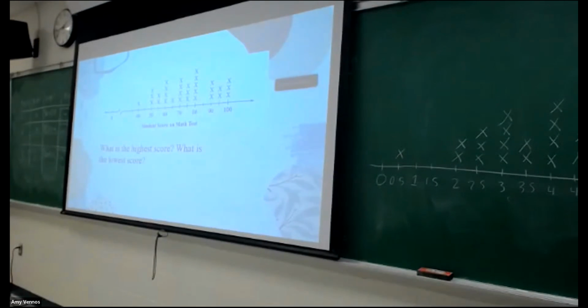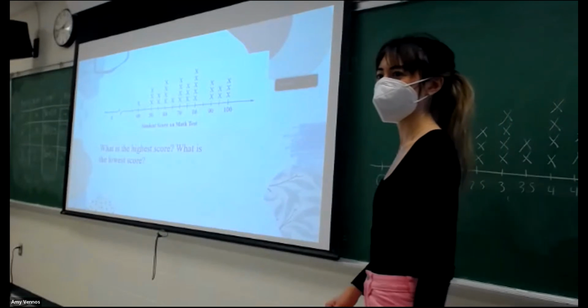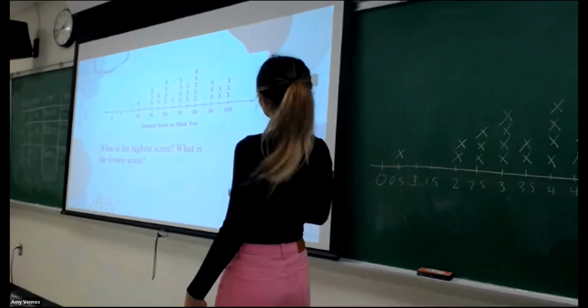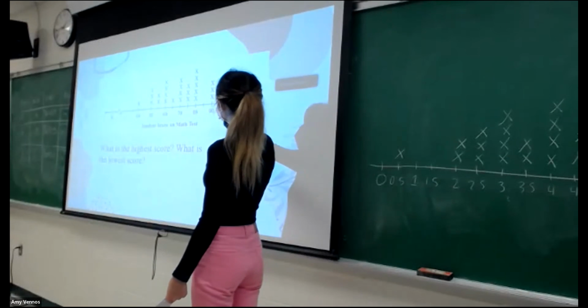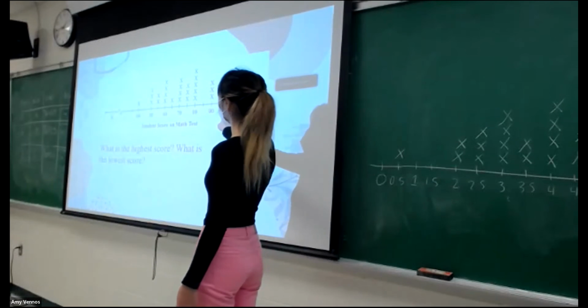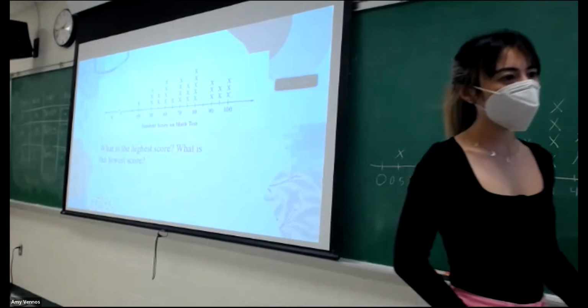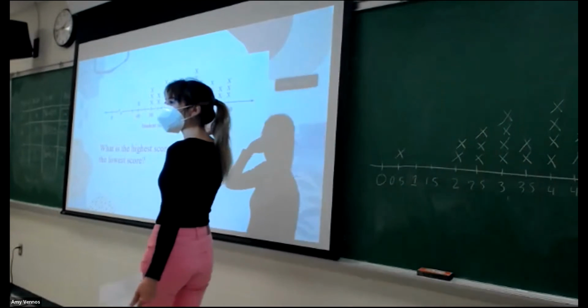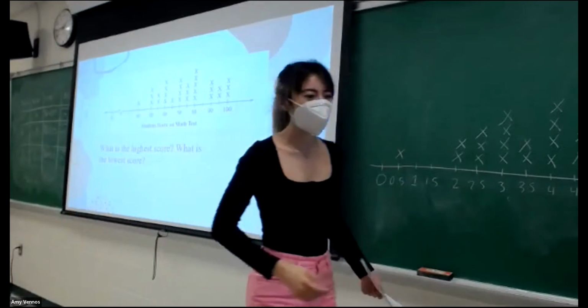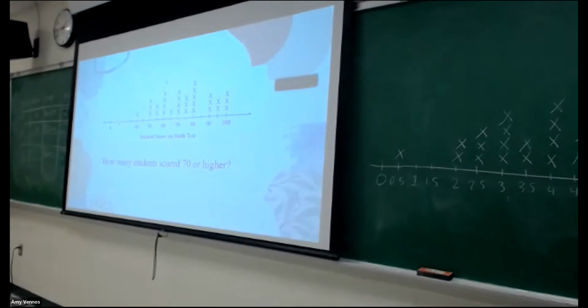What was the highest score? 100. How did you do that? I just looked where the farthest X's were. Yeah, right. There's no more X's after this, so the highest score has to be 100. Okay. What about the lowest score? 40, right? Because that's the one furthest left. All right, got that one.